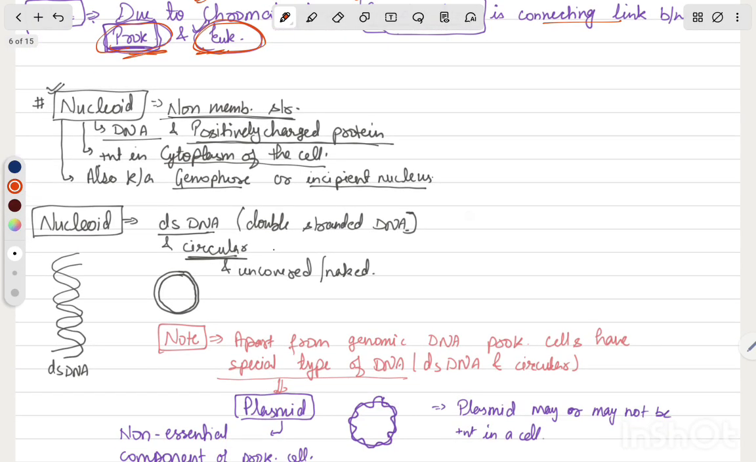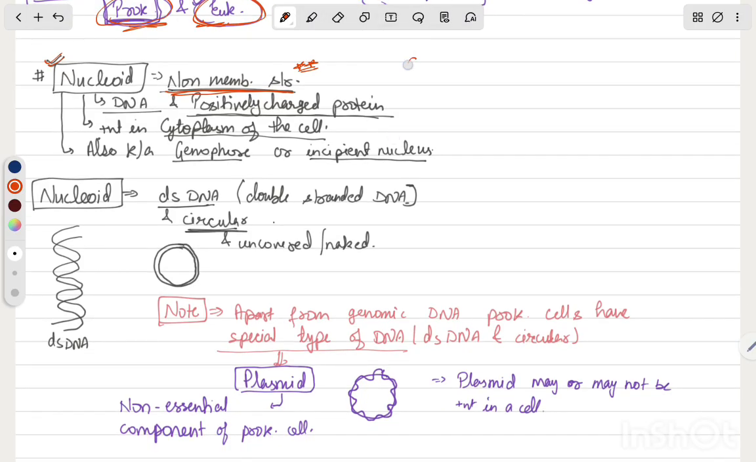Next structure is nucleoid. Nucleoid is basically a nucleus-like structure. Nucleus is completely absent in prokaryotes, but instead of nucleus, they have a non-membranous structure. Means membrane is absent, but non-membranous, centrally localized genome is termed as nucleoid. This is nucleoid, right? So what are the components which are present in nucleoid?